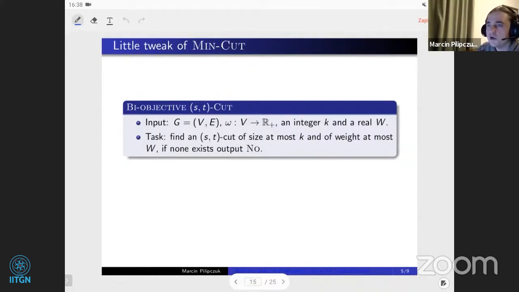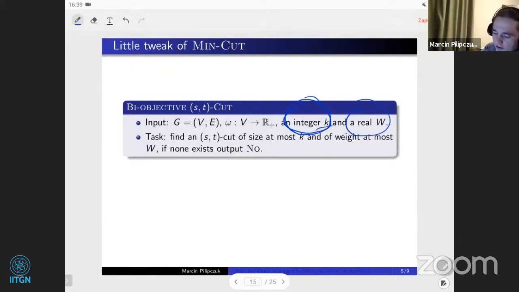So I'm going to make a minimum cut problem, but it won't be a minimum cut, but I will have two different objectives. I will have a bound on the cardinality of my cut. I want an edge cut or a vertex cut, depending on the problem. This is the cardinality of the cut, and this is the bound on the total weight of the cut. So I want to optimize both the cardinality and the weight.